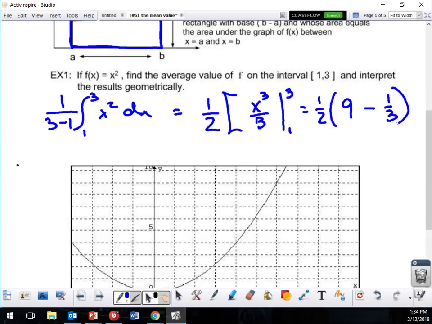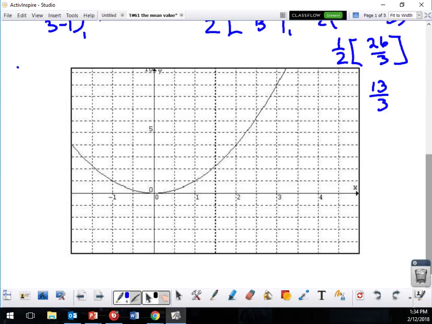Yeah. So still 1/2 times 26 over 3, then times that 1/2, which is out front, I've been carrying it over. So I will reduce that, so I end up with 13 over 3. So there's my x squared function on there, and then I'm gonna try and go from 1 to 3. So 1, 2, 3. So the average of this right here is going to be 13/3, or as the decimal, you come up with something.